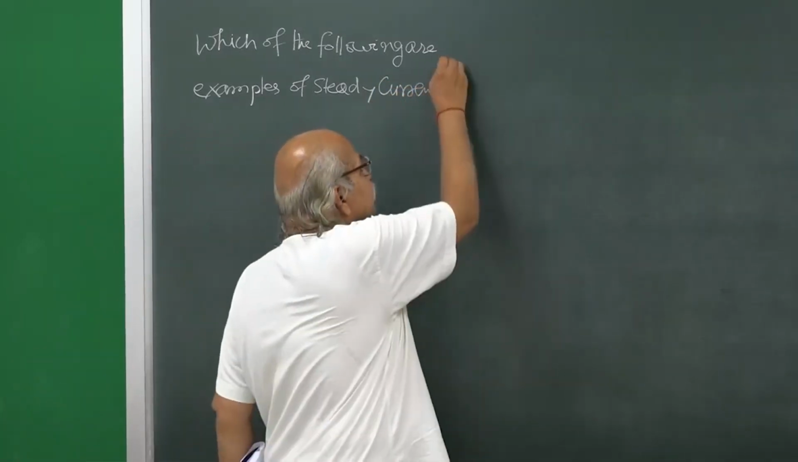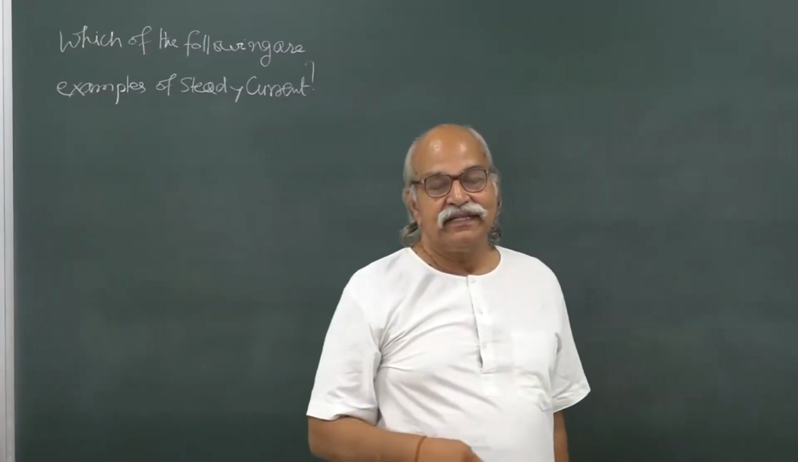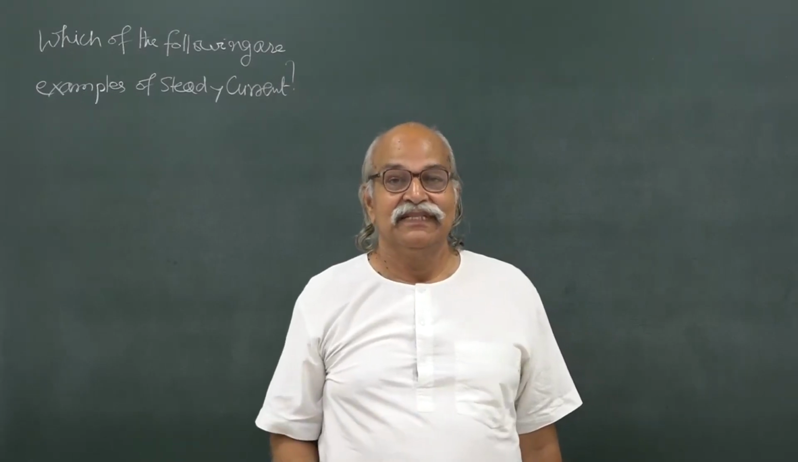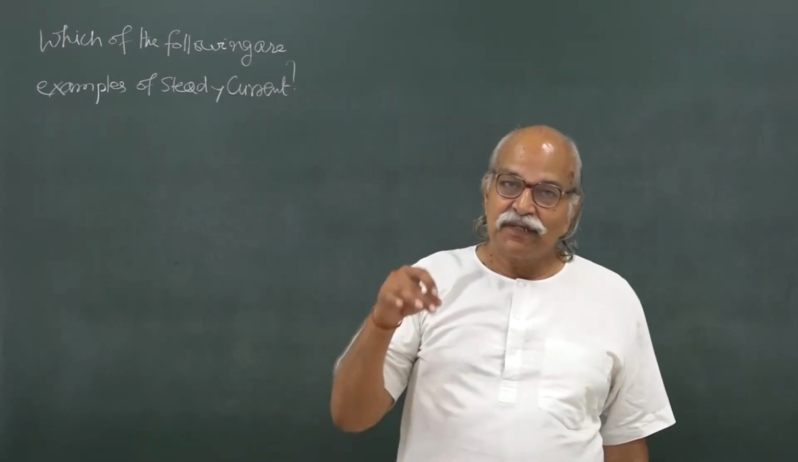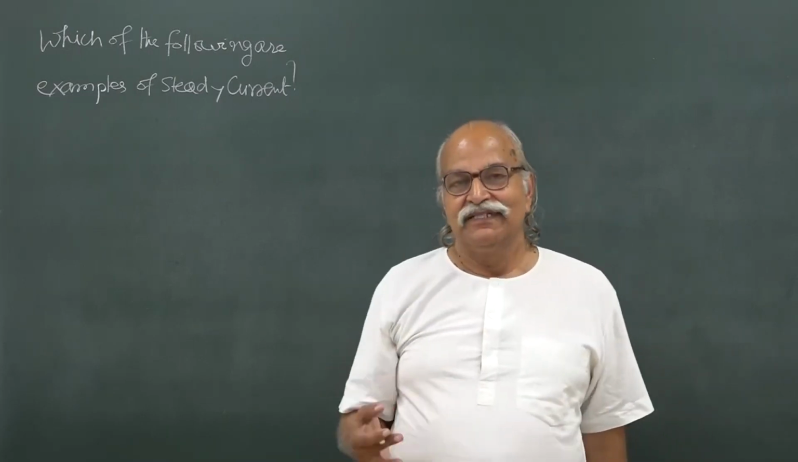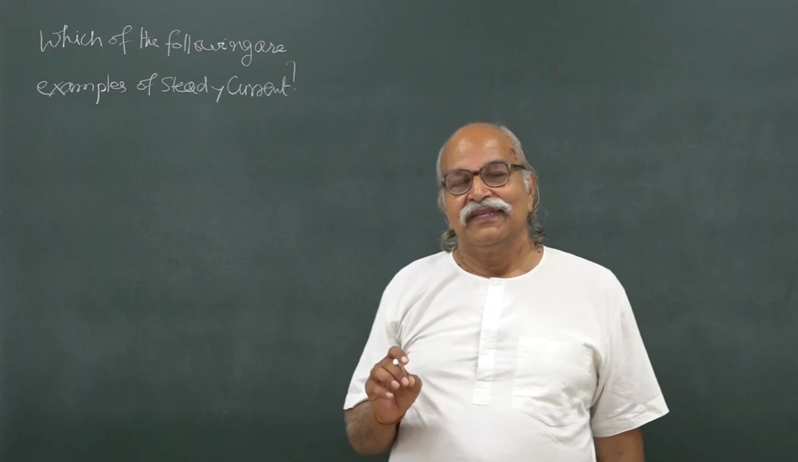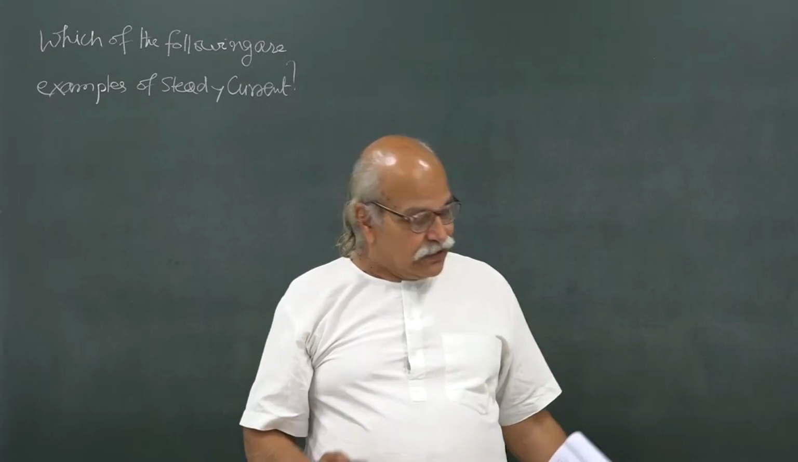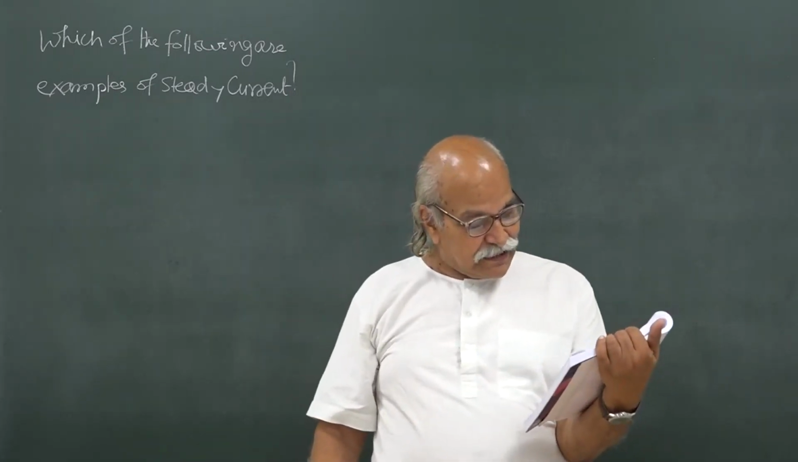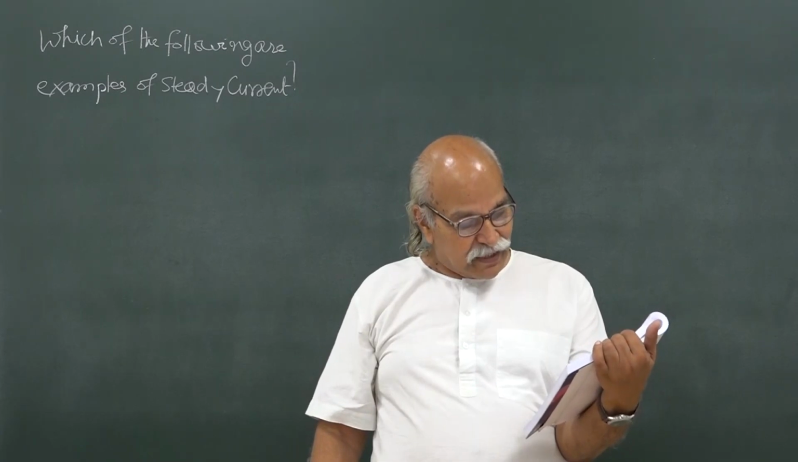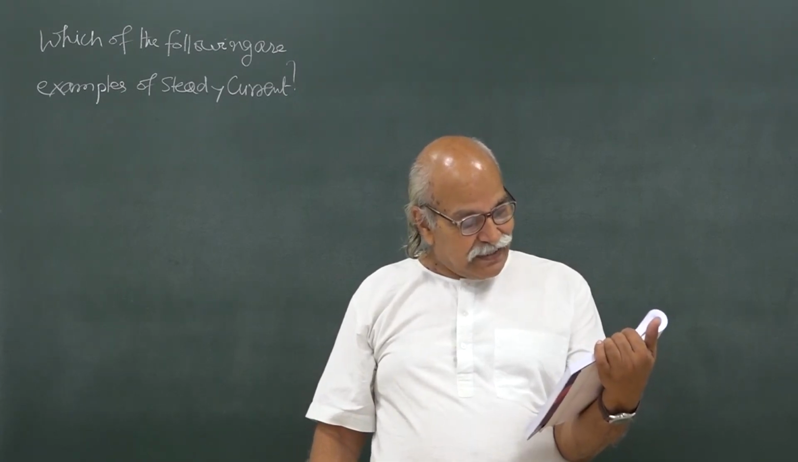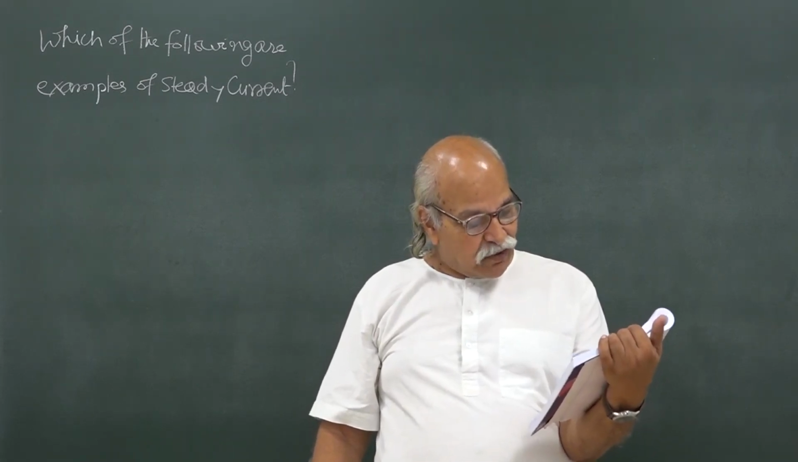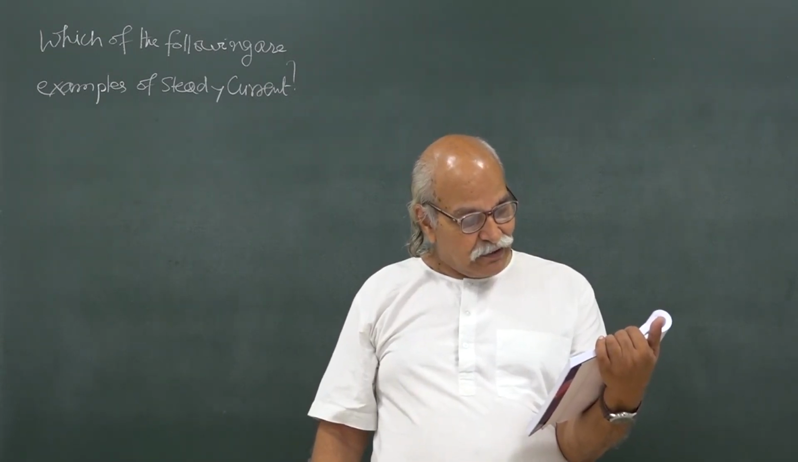Now, what is the steady current? Steady current, as we discussed, is when the current does not change with time, the current at a particular point, at all points in the space. So, if the current at any given point is not changing with time, then we call it steady current. The first one is a ring of radius capital R, having a uniform linear charge density lambda naught, rotating about its axis with a constant angular velocity omega.